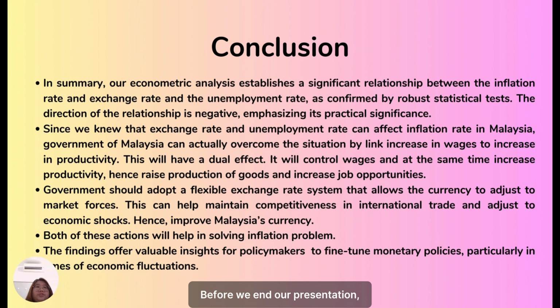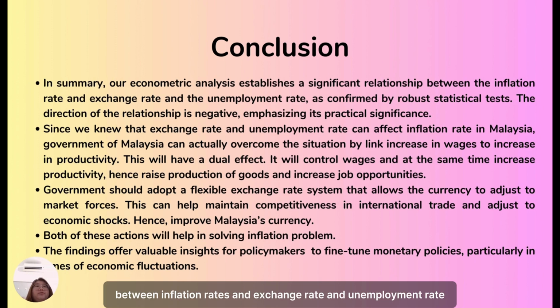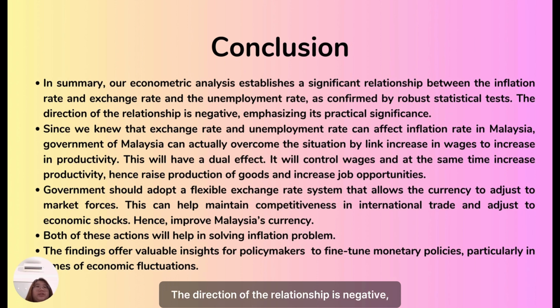Before we end our presentation, we conclude that our econometric analysis established a significant relationship between inflation rate, exchange rate, and the unemployment rate. As confirmed by robust statistical tests, the direction of the relationship is negative, emphasizing its practical significance. Since we know that the exchange rate and unemployment rate can affect inflation rate in Malaysia, the government of Malaysia can overcome the situation by linking increases in wages to increases in productivity. This will have a dual effect that will control wages and at the same time increase productivity, hence raise production of goods and increase our country's job opportunities.